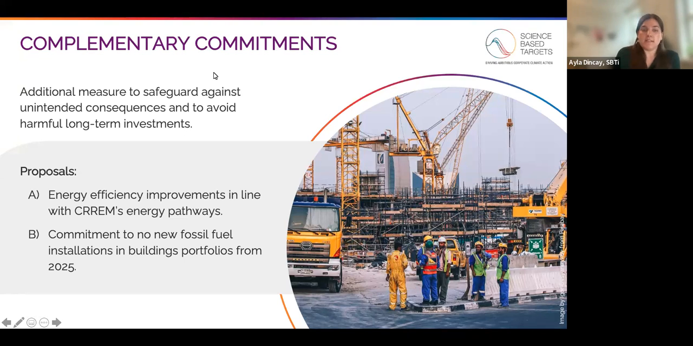Another commitment, B, is requiring a commitment to no new fossil fuel installations in buildings portfolios from 2025. This means that when the current fossil fuel installations reach the end of their lifetime, they would not be renewed, but instead substituted with technologies that do not demand fossil fuels. And in the consultation, we are really interested in hearing your views on these additional commitments.